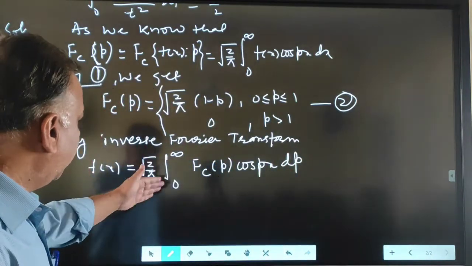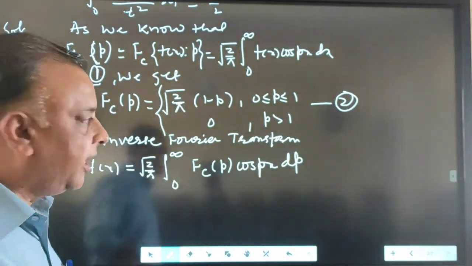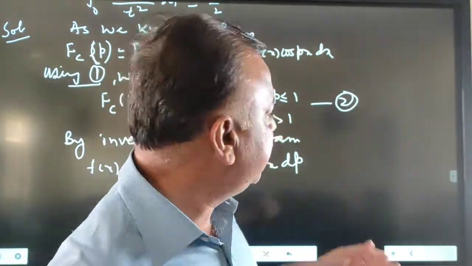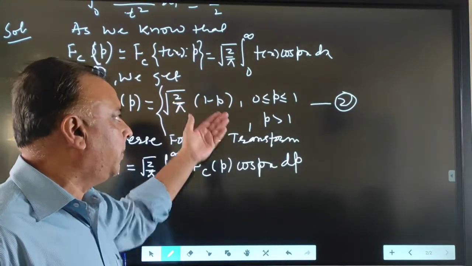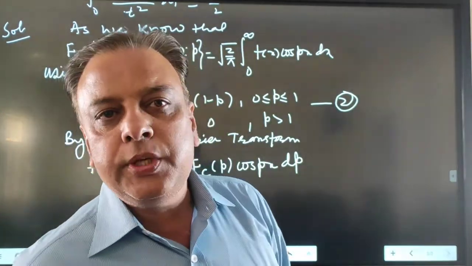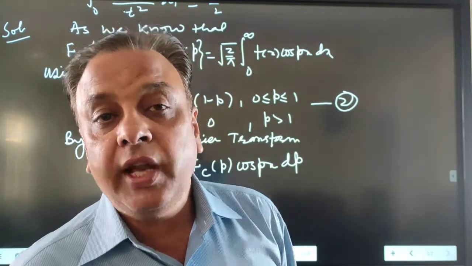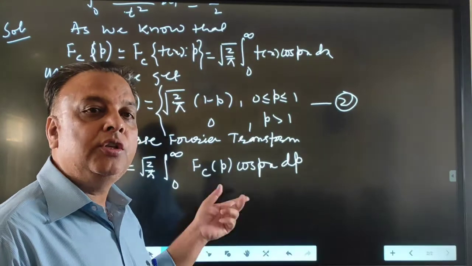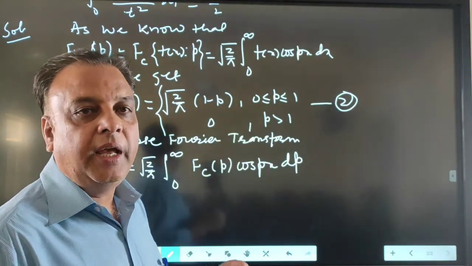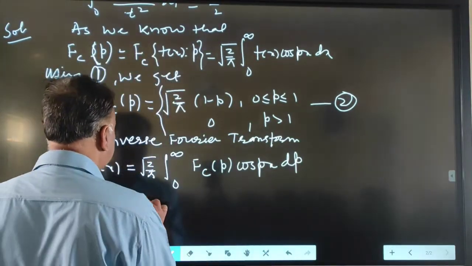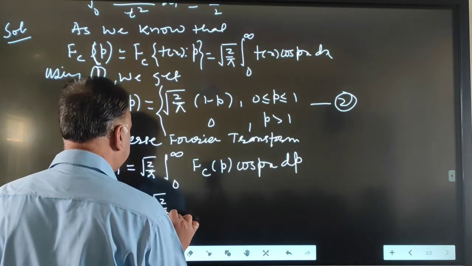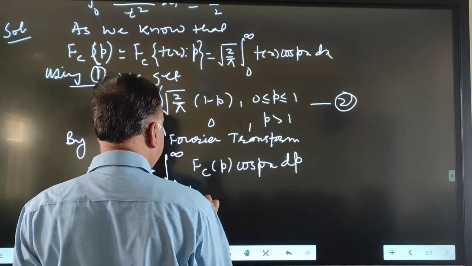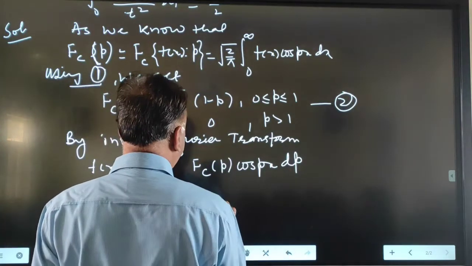The function f_c(p) is defined by the second equation, and it is defined in different intervals of the values of p. That is, it is non-zero at root 2 upon pi into (1 minus p) if p lies between 0 and 1, and otherwise its value is equal to 0. So breaking this integral in those intervals in which the function f_c(p) is given, we get this equal to root 2 upon pi.